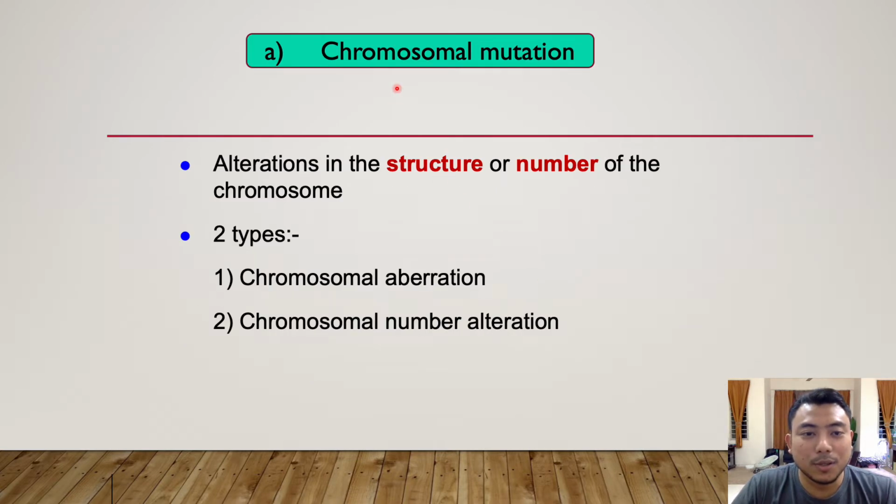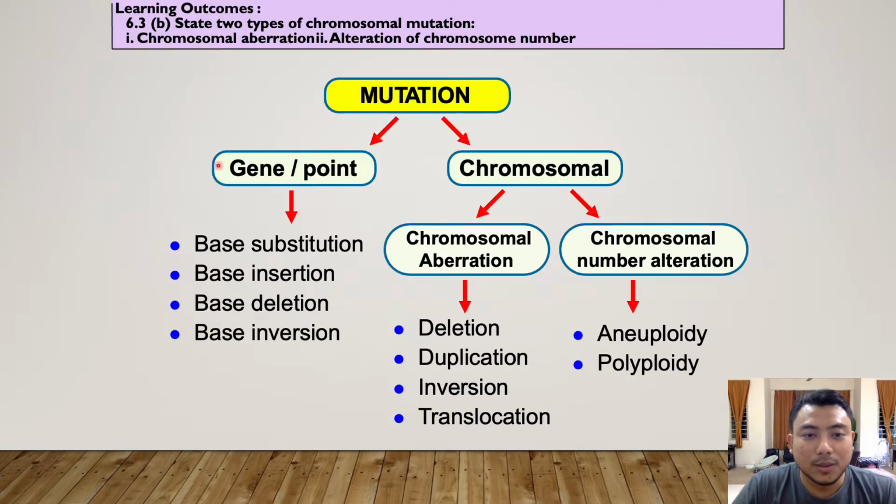Okay, chromosomal mutation: alteration in the structure or number of the chromosomes. So we have two types, chromosomal aberration and chromosomal number alteration. So this is a summary of mutation. We have discussed the first one, which is gene or point mutation. Next we're going to look at chromosomal aberration, and last but not least, chromosomal number alteration.